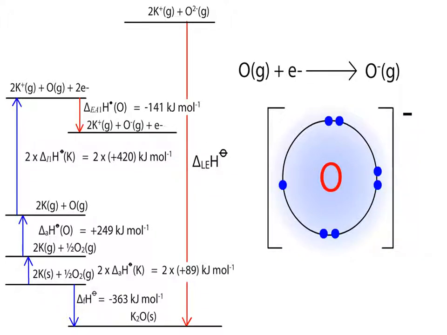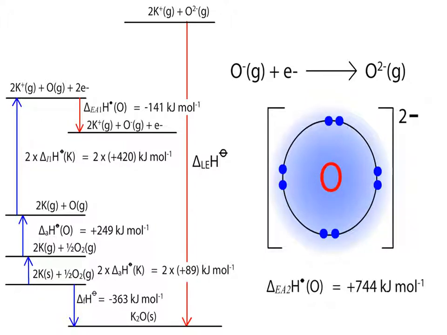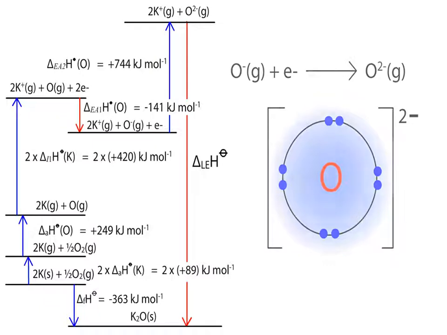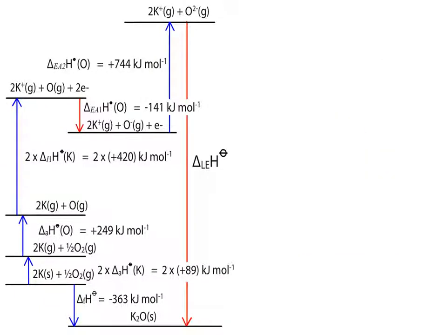Now to add the second electron to an already negatively charged ion is going to require energy to be added to overcome the repulsive force of the negatively charged electron being added to a negatively charged ion. The second electron affinity for oxygen is endothermic at plus 744 kilojoules per mole. Now we have gone from our elements in their standard states to the gaseous ions, and the only step missing in our cycle is the lattice enthalpy, which we can calculate by applying Hess's law.